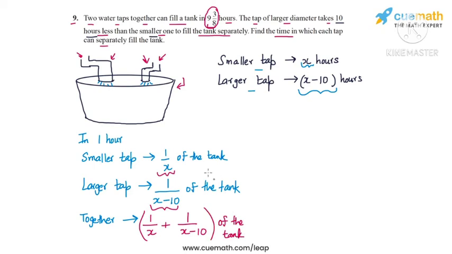Okay, so that's great. But we also know that the two water taps together can fill the whole tank in 9 and 3/8 hours, which is actually 75/8 hours. This is the total time it takes for the two taps to fill the tank if they're running together. That means that in 1 hour the two taps will fill what fraction of the tank?